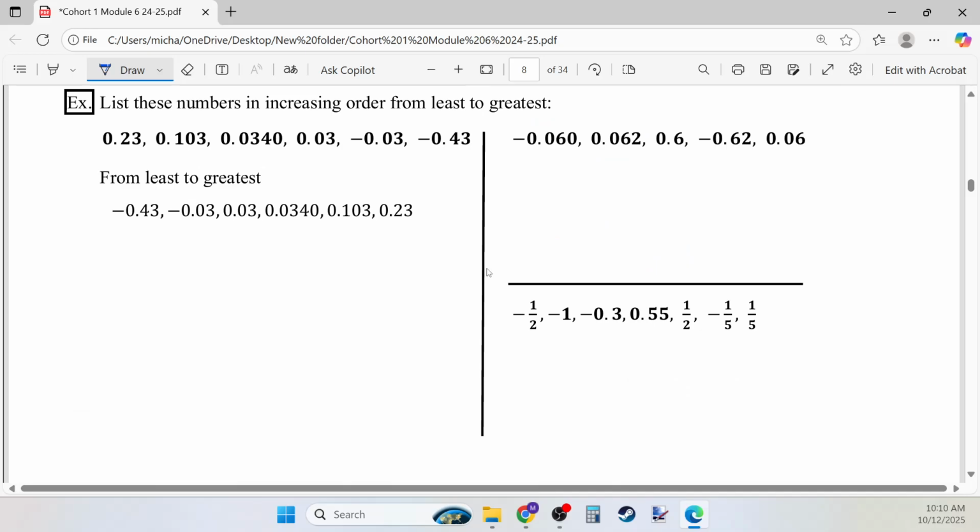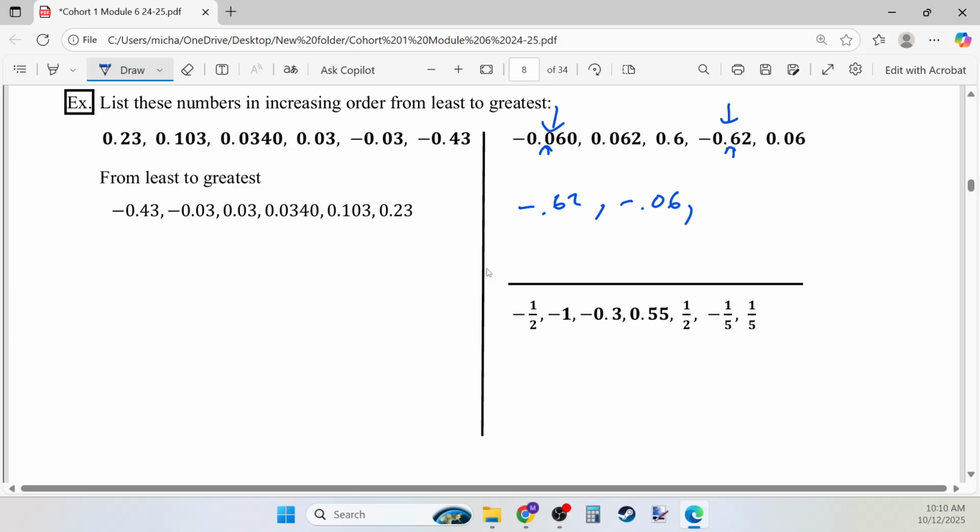I want to put these numbers in order. First off, negatives will always come before positives, so those two come first. 6 is bigger than 0, so this is the big 0.62 is bigger than 0.06. But since they're both negative, bigger negative means the least number of the two. Negative 0.062 is going to be before negative 0.06.